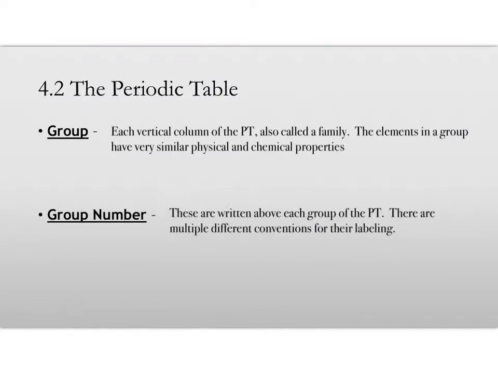The groups of the periodic table are each vertical column, and we also call them families. The elements in a group have very similar physical and chemical properties. For example, the elements in group 1 or 1A, depending on where the nomenclature comes from, which are hydrogen, lithium, sodium, potassium, rubidium, cesium, and francium. All of those elements have the same number of electrons in their outer shell. We'll cover those later on, but because of that, they have very similar chemical reactivities.